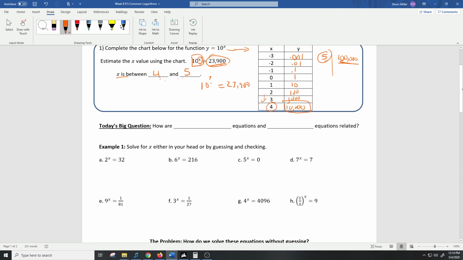So for today's question, we're going to be linking exponential equations. We've been talking about them this chapter. We talked about exponential growth and decay. So how are exponential equations and logarithm equations related? It is a new word. You're not really familiar with that, but I'll show you what it means as we go through.